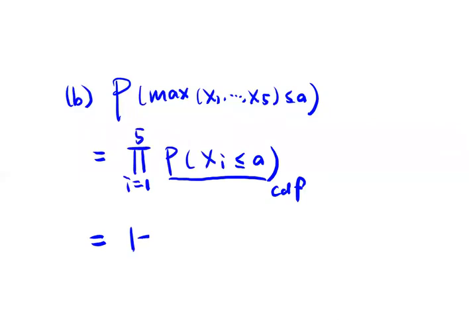So based on the results that you have from the exponential, this will be what you have, the CDF, and then you have 5 multiplied together, so raised to the power of 5. Okay.